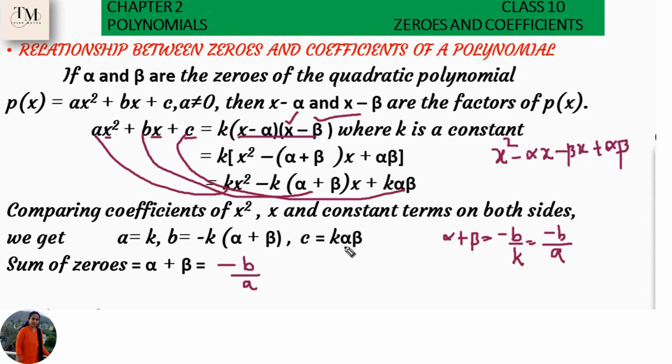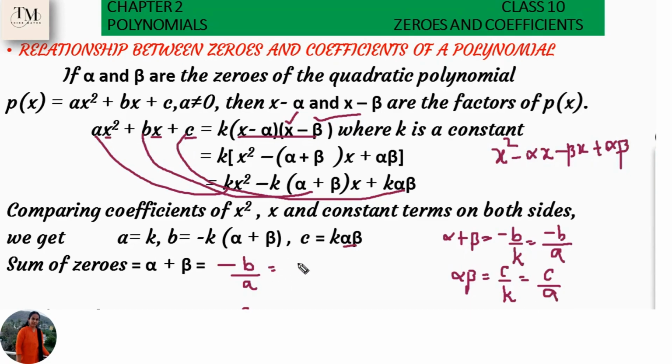So in the same way, alpha beta. So alpha beta is equal to, this k will come down in LHS. So c by k, which is equal to c divided by k, is nothing but c divided by a.